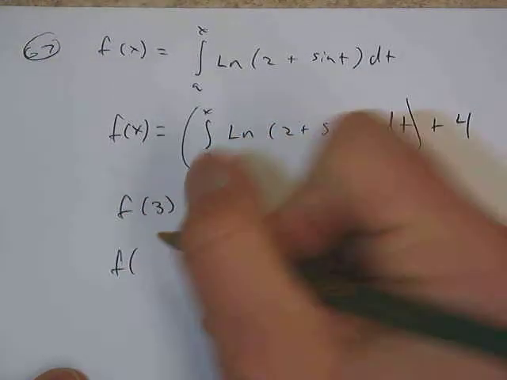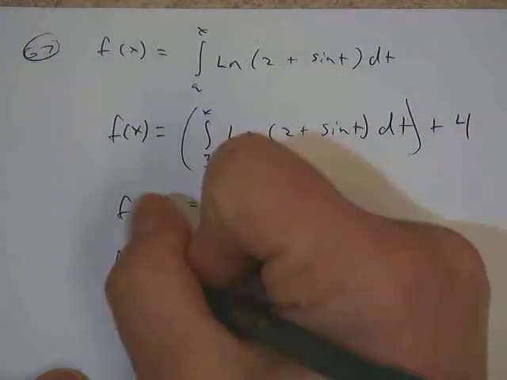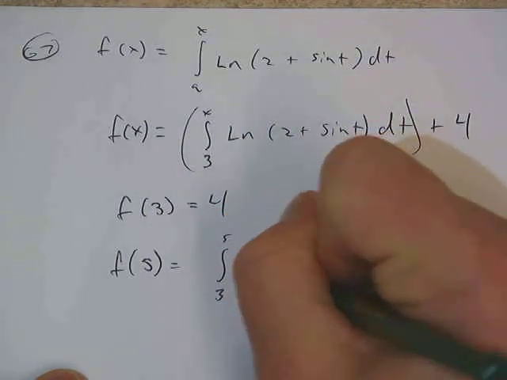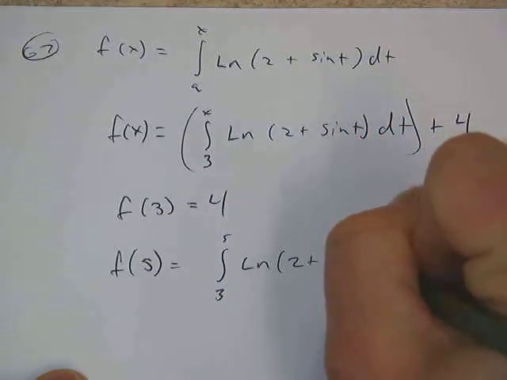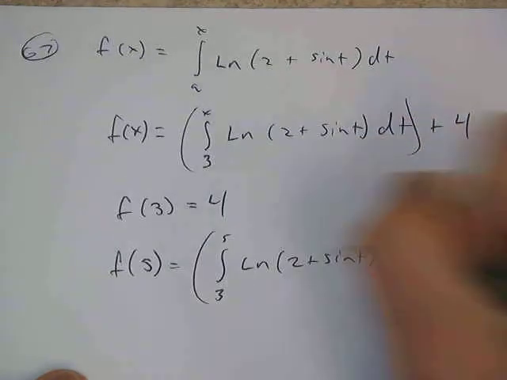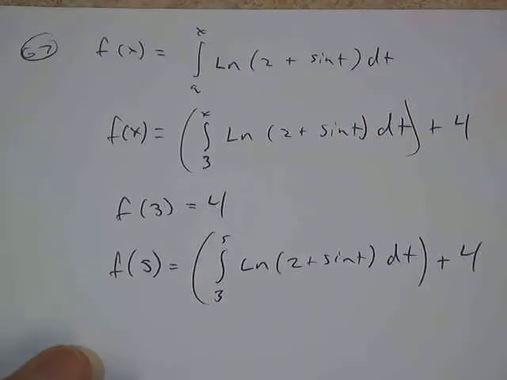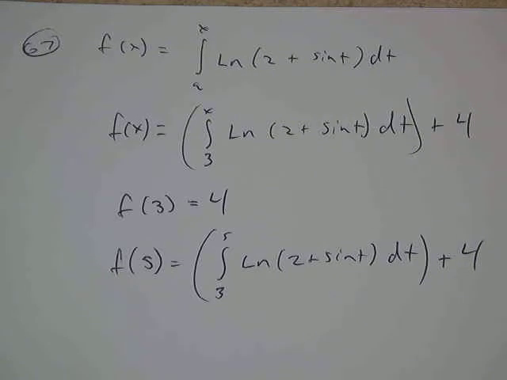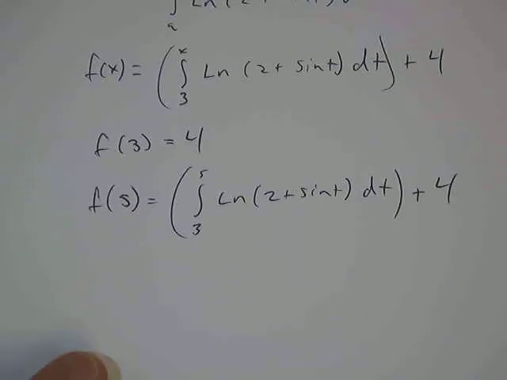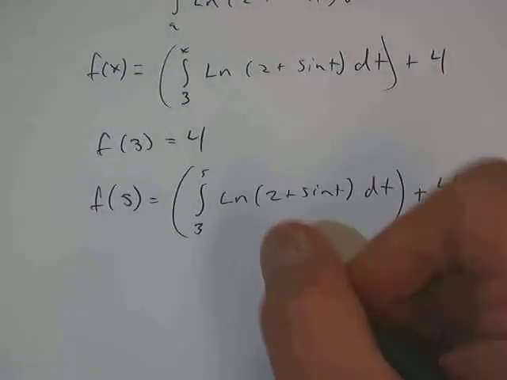And so for number 67, they want to know what's f of 5. I'd need to find the area from 3 to 5 of ln of 2 plus sine t dt, plus 4. And so from there, it's a calculator problem, because we can't find the antiderivative for that. So we'd have to use our integral command on the calculator. And if we do so, we should wind up with 4.555.